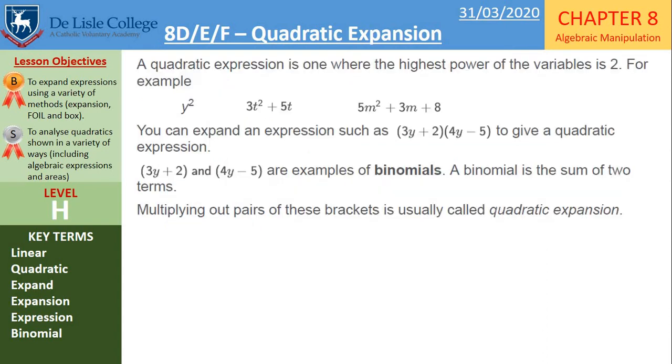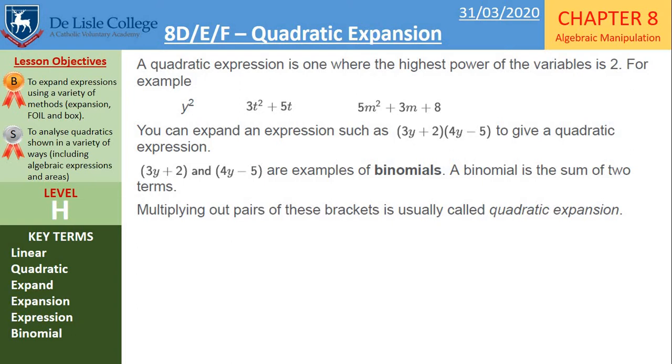So a quadratic expansion is one where the highest power of the variables is 2. So you can see three examples written down: y squared, 3t squared plus 5t, 5m squared plus 3m plus 8. All of those have the highest power as a 2. You can expand expressions, such as this one given here, to give you a quadratic. We'll look at those methods shortly.